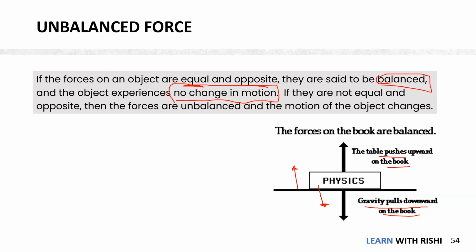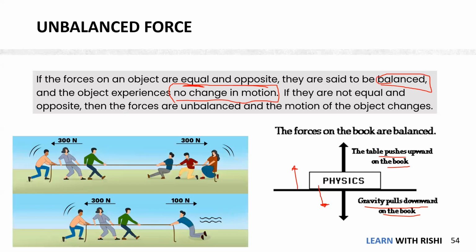The book is stationary. But if there is no balanced force, meaning the forces are not opposite and also not equal, those forces are known as unbalanced forces. For example, here you can see in the first example, from the left side 300 Newton force is applied. From the right side also 300 Newton force is applied. So both forces are opposite and also equal. So these are balanced forces. So there will be no change in the motion.